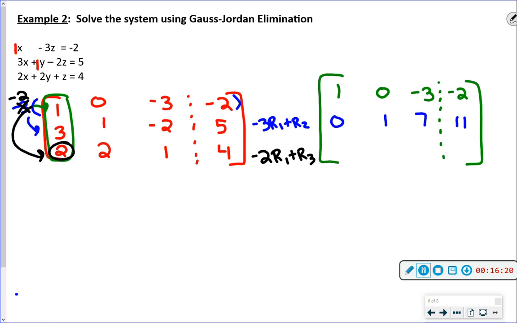-2 times 1, -2 plus 2. I saw everybody had that. -2 times 0, 0 plus 2. I think most of us had that. -2 times -3, 6 plus 1. And a couple of us had this one off, and I'm guessing maybe a sign. -2 times -2, 4 plus 4. So there's our 0, 2, 7, 8.